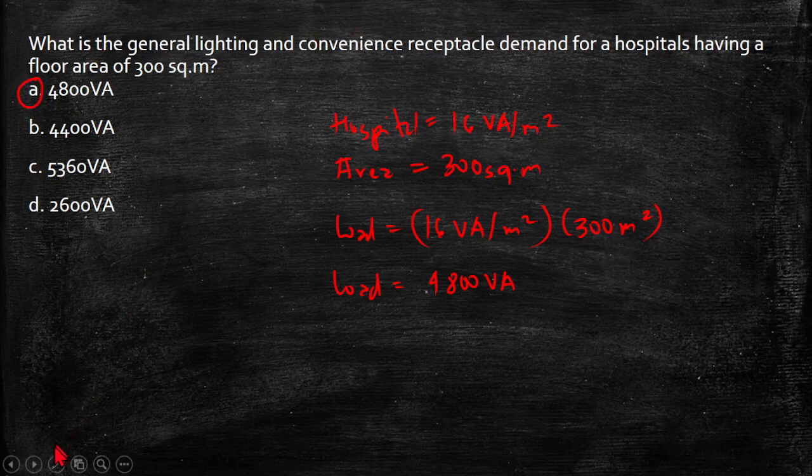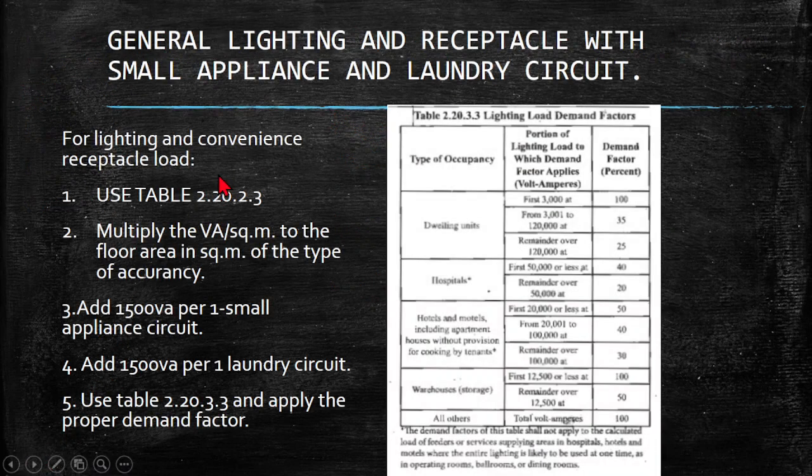Okay, next. So you have general lighting and receptacle with small appliance and laundry circuit. No? So ito naman is where we're going to get the demand load if we have our appliance circuit, no? Small appliance circuit, TV, stereo, no? Yung mga fans, so this include a small appliance unit. Tapos yung laundry circuit natin, which is yung sa ating washing machine.